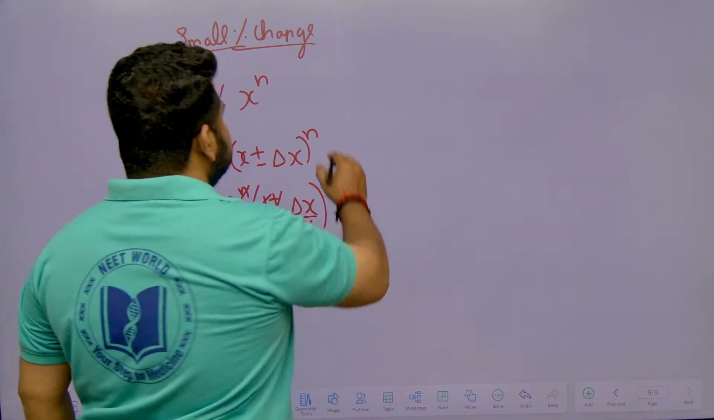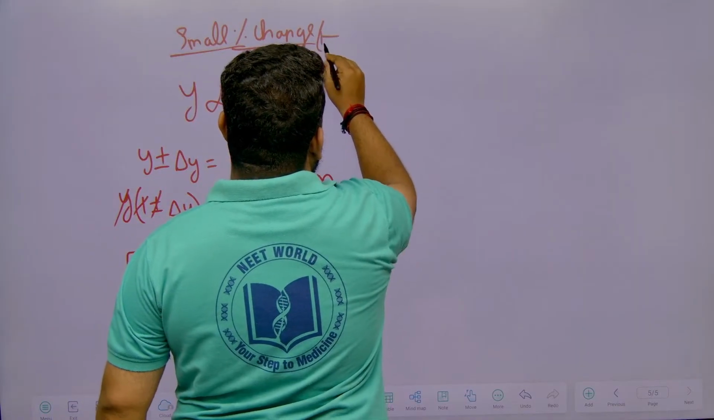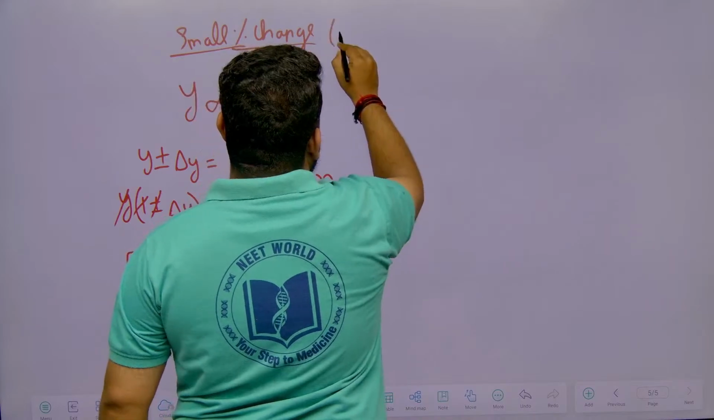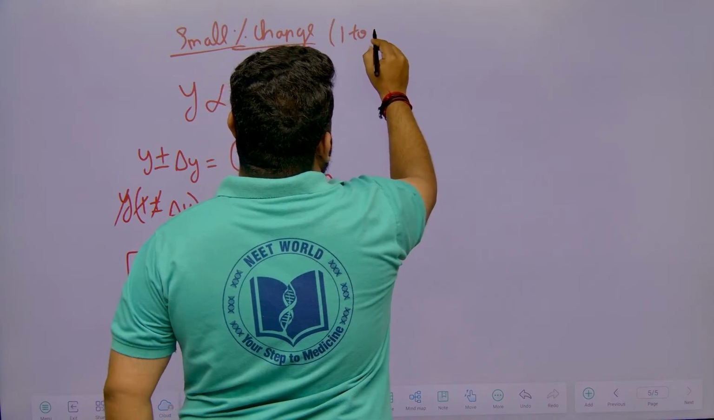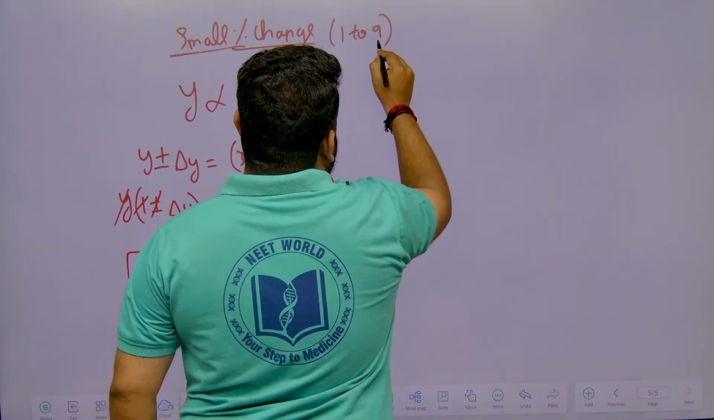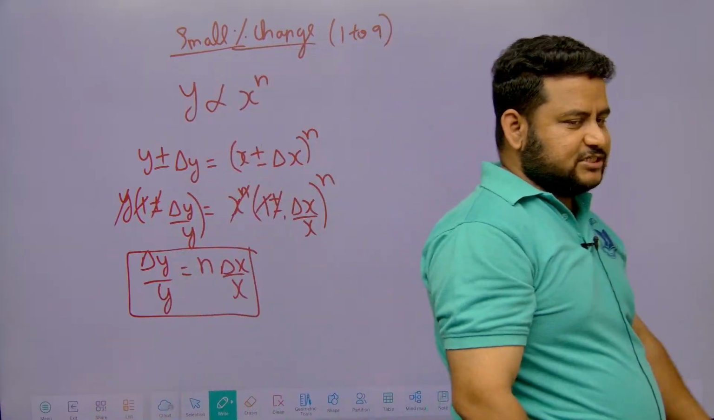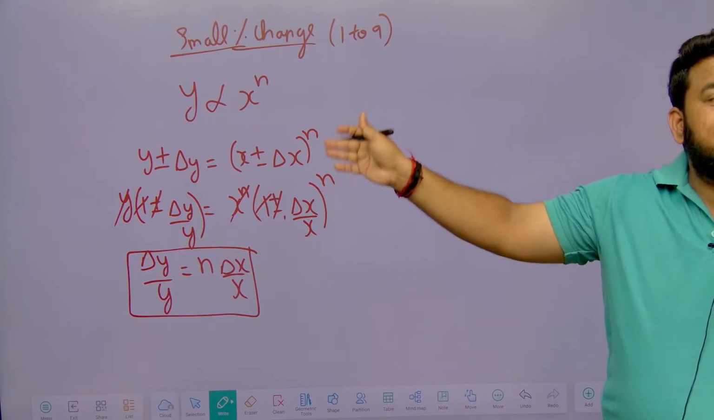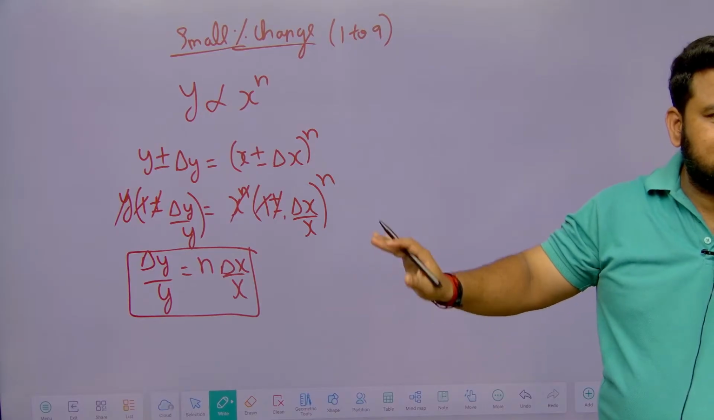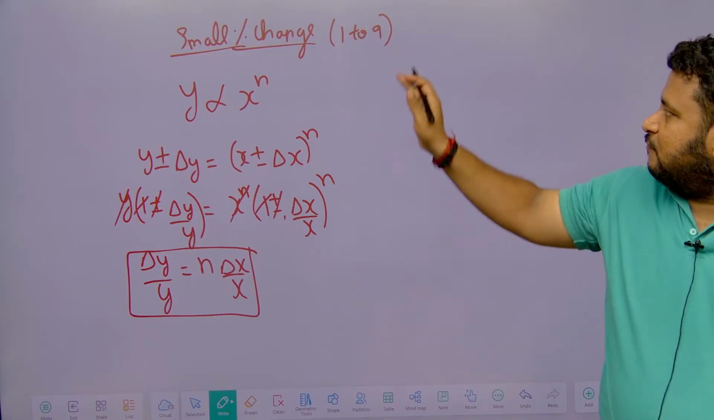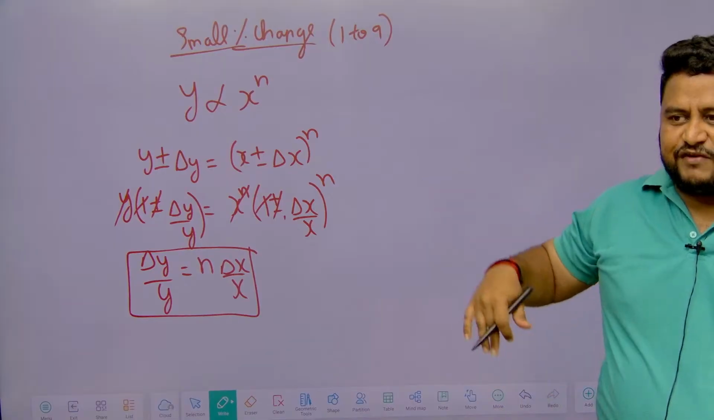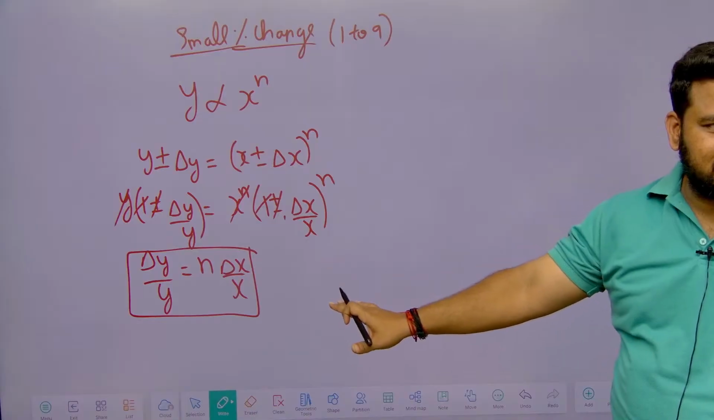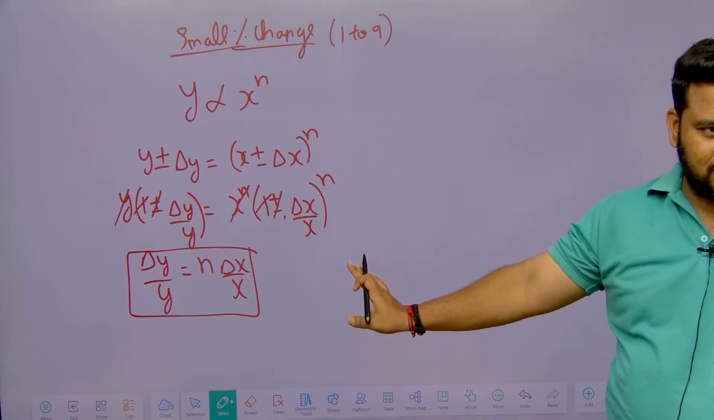Small percentage change, you can take it as 1 to 9. 10 and above is large percentage change. I am telling percentage change, and change can be increase or decrease. It is not only increase, it can be decrease also. 1% increase, 1% decrease, 5% increase, 5% decrease, everywhere you will apply the same thing. Delta y by y is equal to n times delta x by x. That's all you have to do.